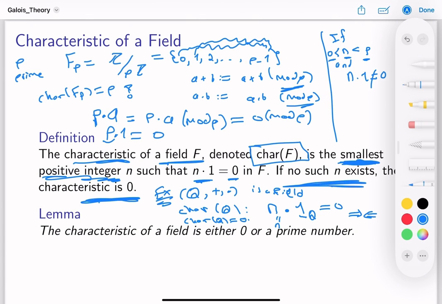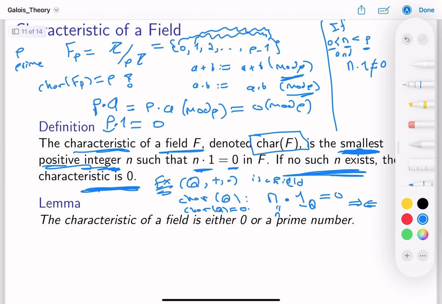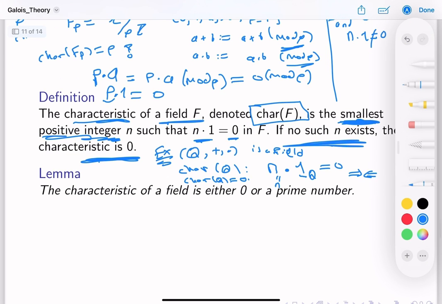Alright, so the next important lemma that we need from field theory is that a field can only have characteristic 0 or a prime number. This is surprising enough, and it might seem not very useful at the moment, but it's actually very useful, as we will see later. So let us prove this lemma.